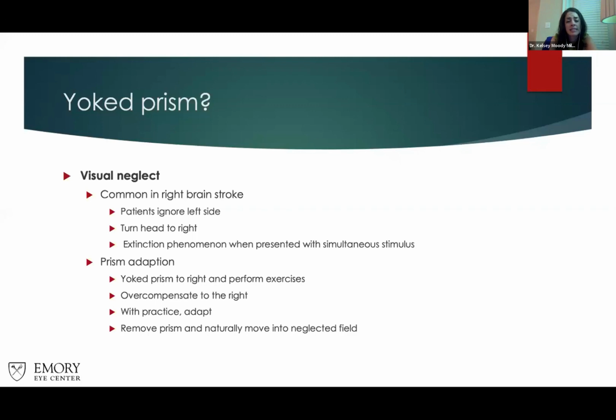And so prism adaptation can be used with these patients with yoked prism. So typically we yoke the prism to the right, and the patient will then perform finger to nose exercises, basically.